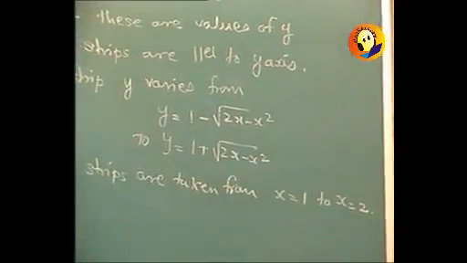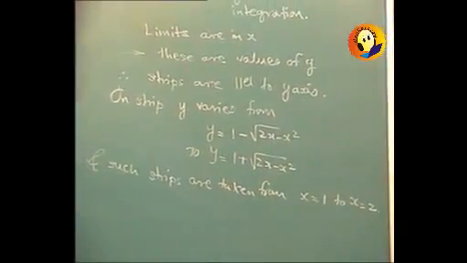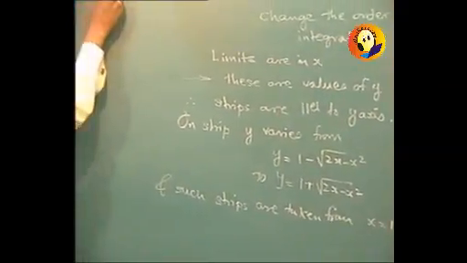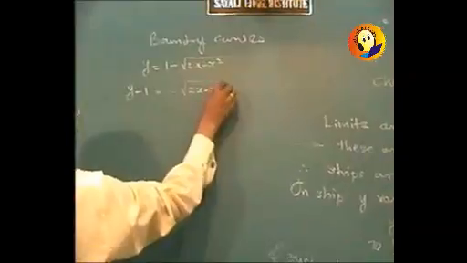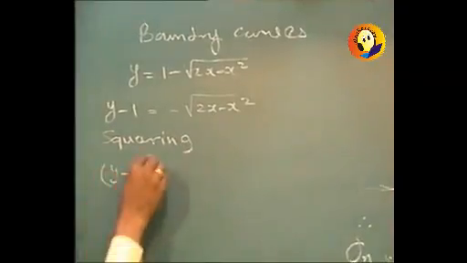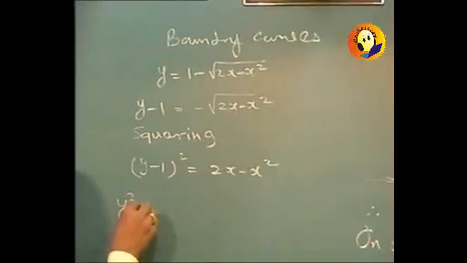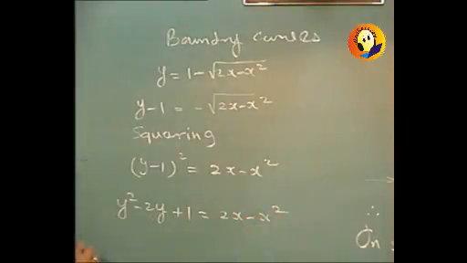Now the boundary curves can be deduced. It is y equal to 1 minus under root 2x minus x square. So it will be y minus 1 equal to minus under root 2x minus x square. Squaring both the sides, we will get y minus 1 bracket square equal to 2x minus x square. And so it will be y square minus 2y plus 1 equal to 2x minus x square, and it will be x square plus y square minus 2x minus 2y plus 1 equal to 0.